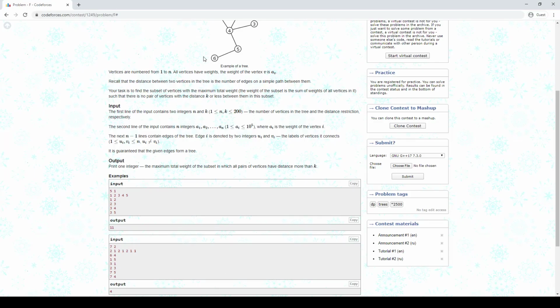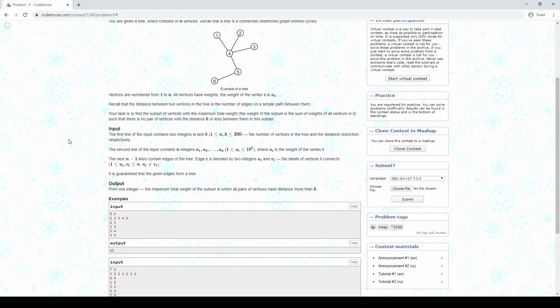This is problem F from a div3 round, by the way, so it's the hardest problem in the easiest type of contest.